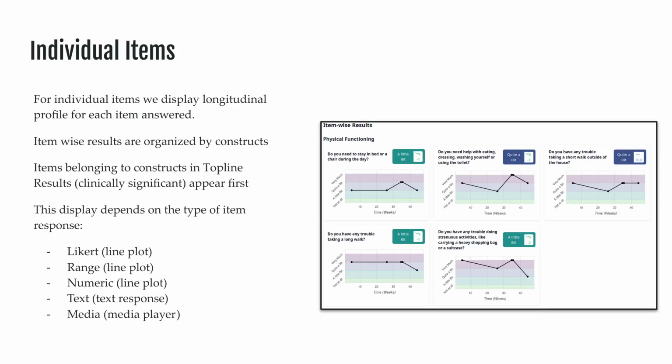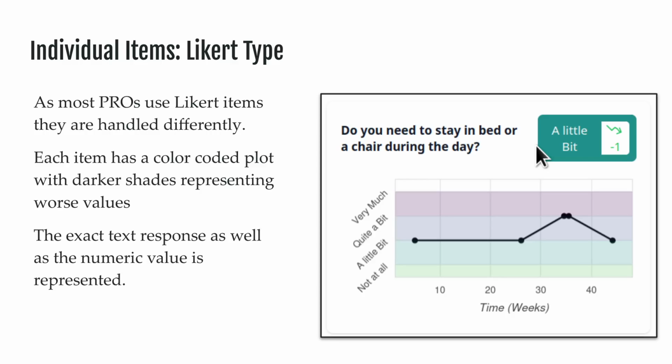Now, the display that you will see depends upon the type of item, and Likert, range, and numeric values will be depicted with line plots. Text will be shown as a single text response because typically we do not have to interpret the change on the text quantitatively. And if the patient has recorded an audio or a video, you will see a media player which you can play to view the response.